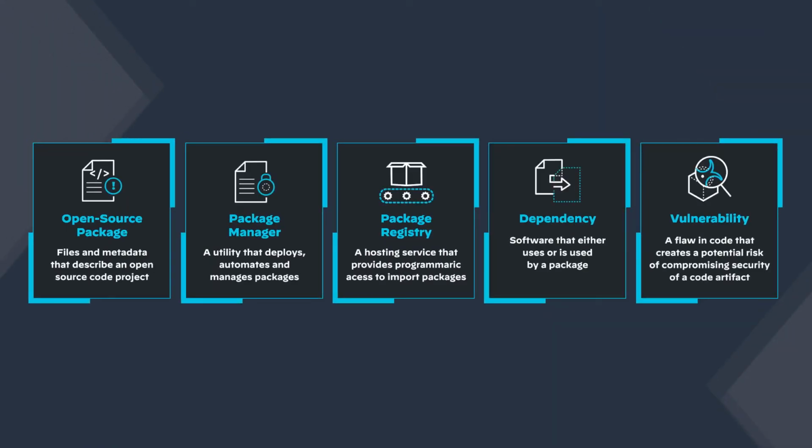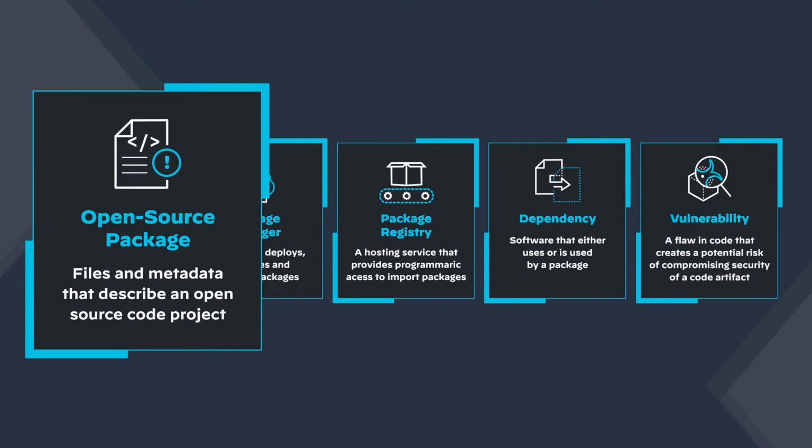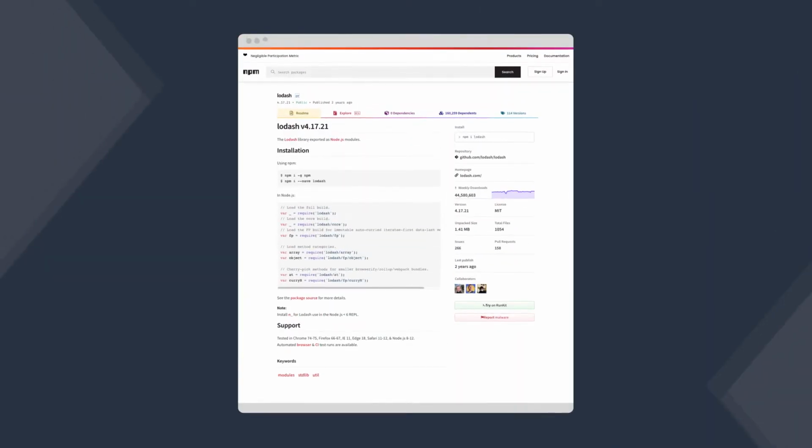Let's take a closer look at some key components of core open source software. Open source packages are the building blocks of open source software. They are pieces of code that have been built in open source to serve a distinct purpose. One of the most widely used open source packages is called Lodash. It's a JavaScript library that takes the hassle out of working with arrays, numbers, strings, and so on. You can imagine how useful that would be for virtually any JavaScript app.